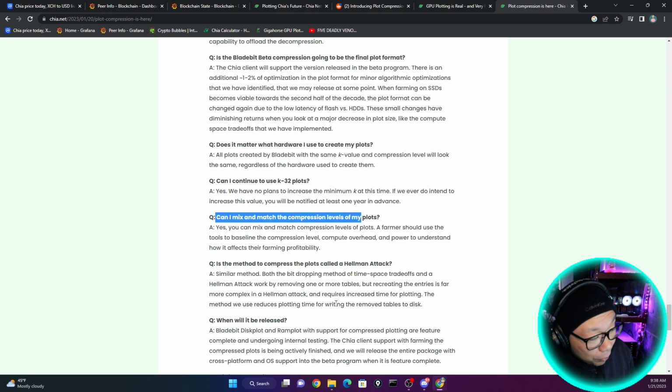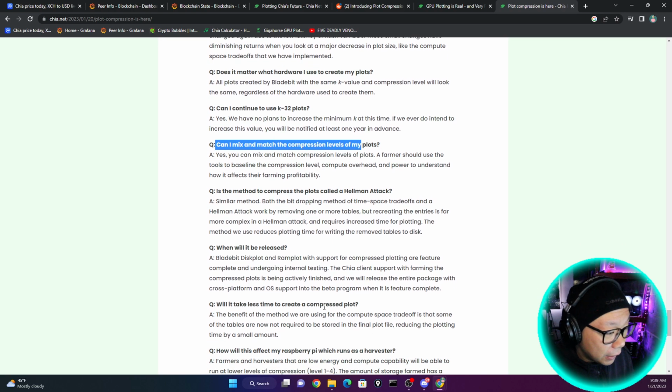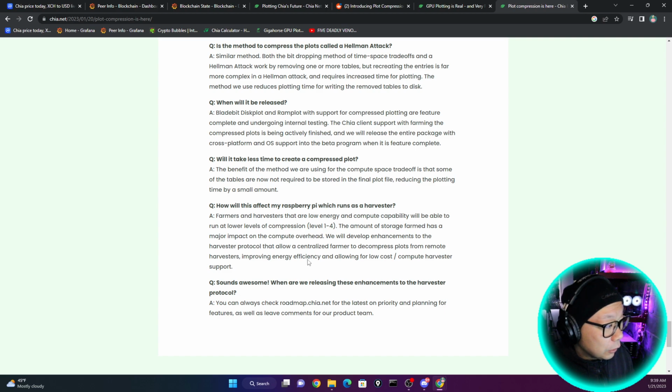Is the method to compress the plots called a Hellman attack? Similar method, but the bit dropping method of time-space trade-off and a Hellman attack both work on removing one or more tables, but recreating the entries is far more complex in a Hellman attack and requires increased time for plotting. The method we use reduces plotting time for writing the removed tables to disk. All right. Wow, there's a lot of questions here.